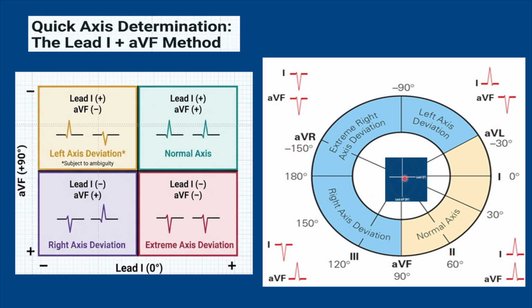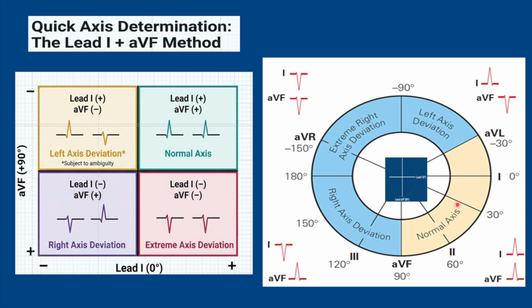If lead 1 is positive but AVF is negative, I will not go in this direction, I go to the opposite because AVF is negative. So this will lead to left axis deviation. And if I have negative lead 1 and negative AVF, this will give extreme axis deviation.